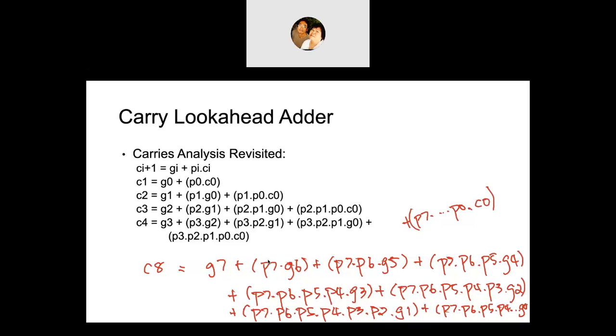And from this kind of equation, you can notice that we can do it for C8, and all the terms here are just the inputs. We don't have to wait for the propagation. And this kind of equation, we call it the carry look-ahead adder.